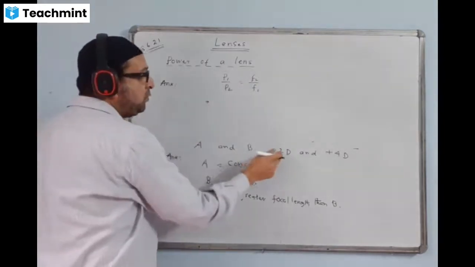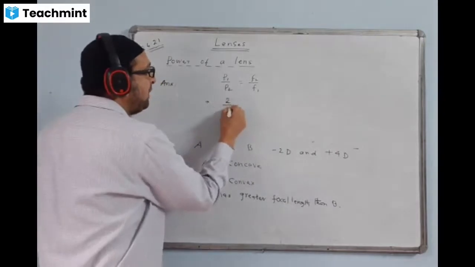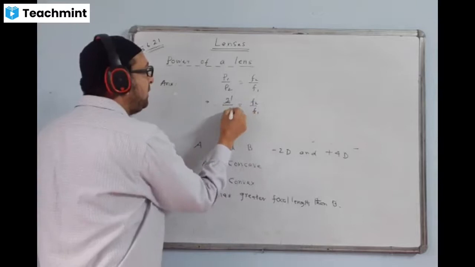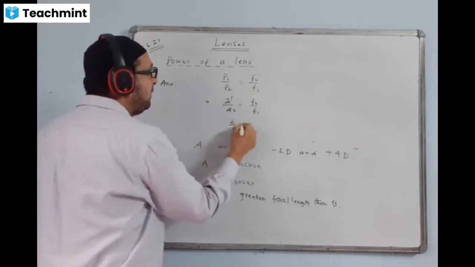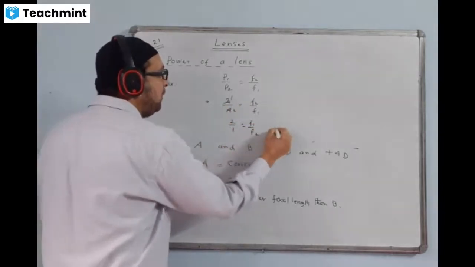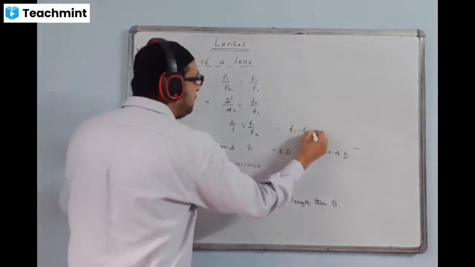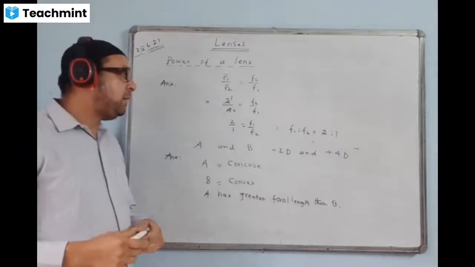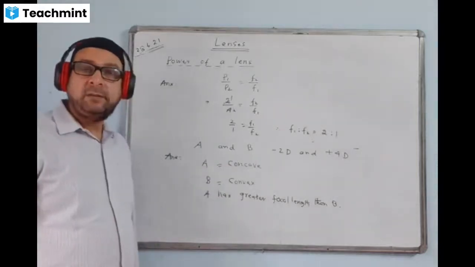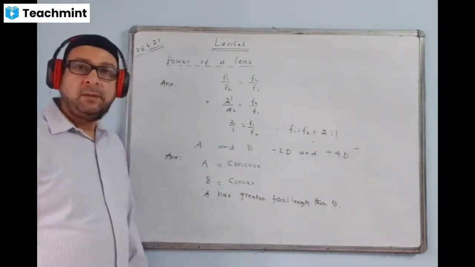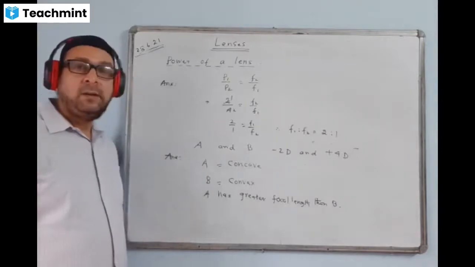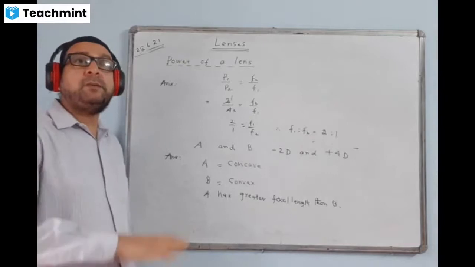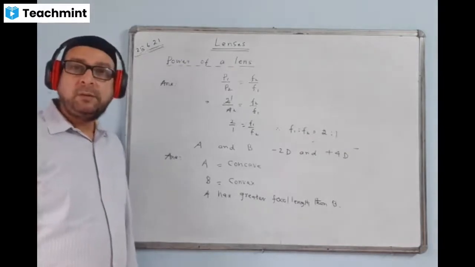P1 value is 2, this is 4, without sign, so 2 by 4. Here it becomes F2 by F1. Cancel 1 by 2, then reciprocate. You get 2 by 1 is equal to F1 by F2. Therefore, F1 is to F2 is equal to 2 is to 1. Not 1 is to 2, but 2 is to 1 will be right. So this is all you have to do. Reciprocal, because power and the focal lengths are reciprocal.